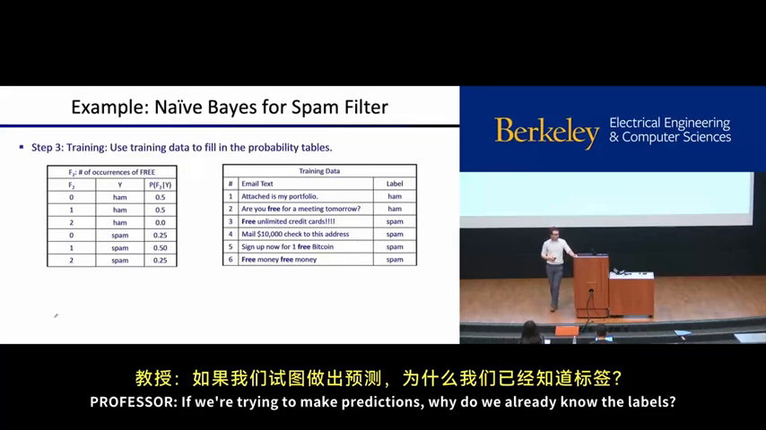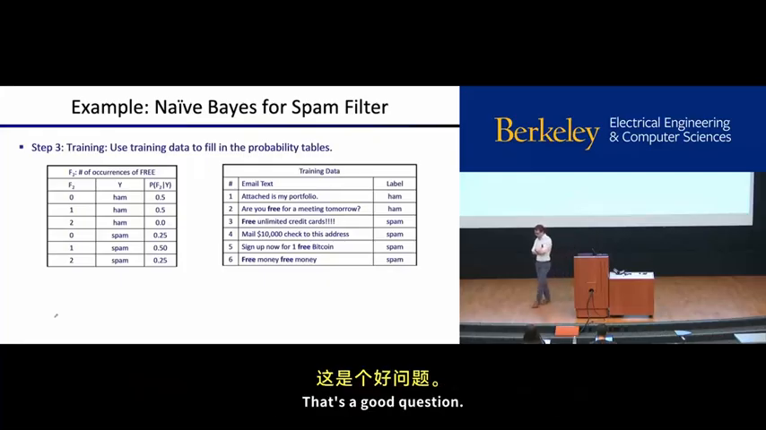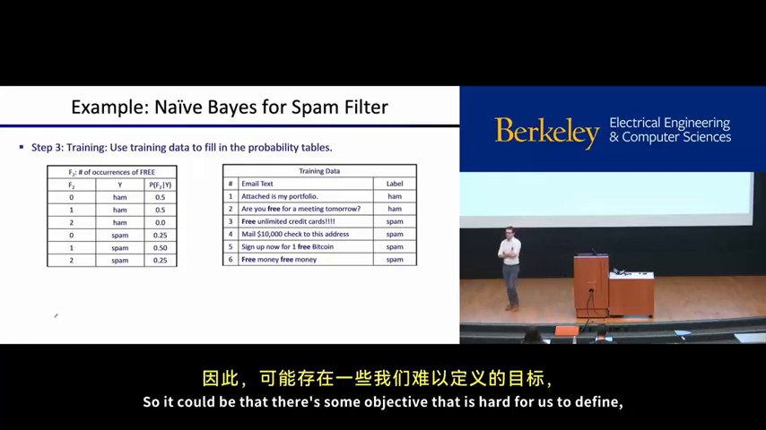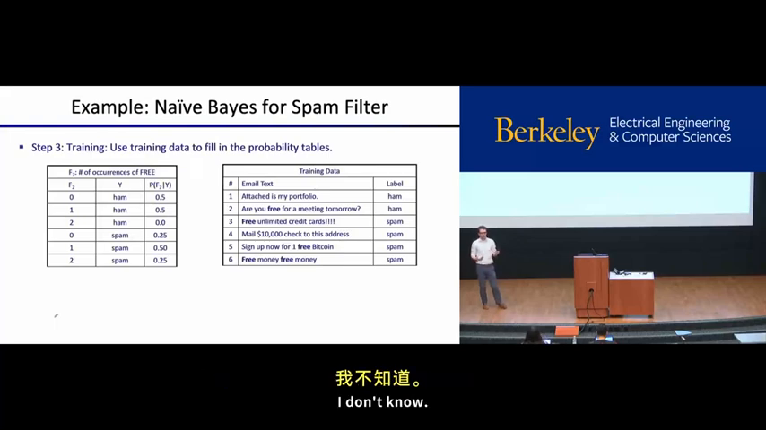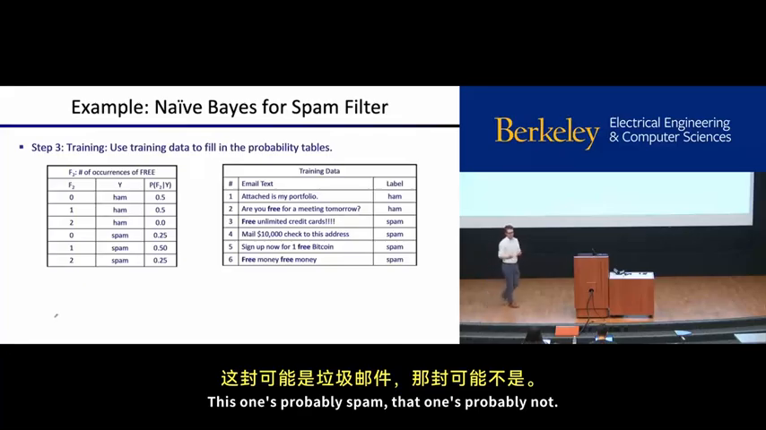If we're trying to make predictions, why do we already know the labels? That's a good question. It could be that there's some objective that is hard for us to define. Like, what really constitutes a spam email? I don't know. I just have a feeling this one's probably spam. That one's probably not, right?